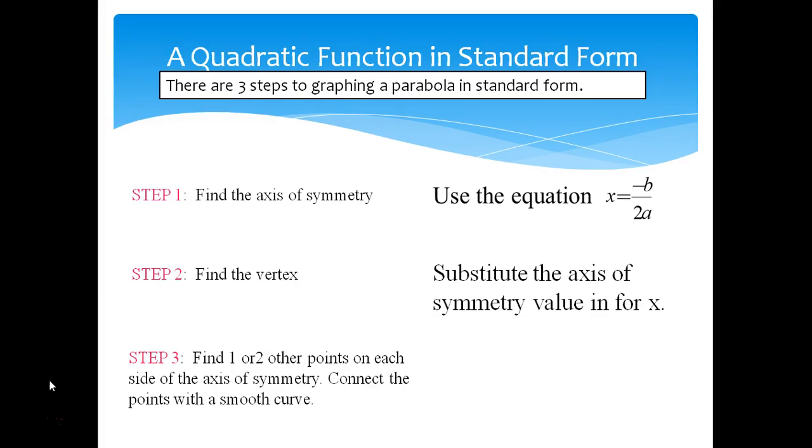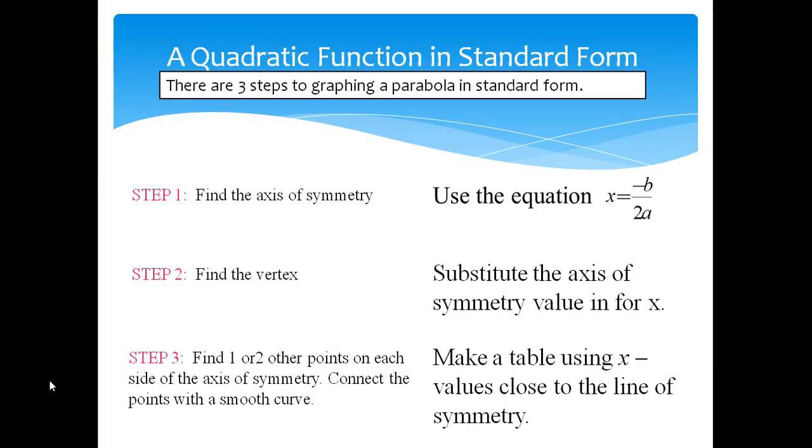Now, it will create a symmetry, so once you find one side, you can kind of count to the other side, but not all axes of symmetry are nice. They're not always at 2 or negative 5. They could be at 0.75 or 1.3. So it's best to just find 1 or 2 points and not rely on the symmetry.